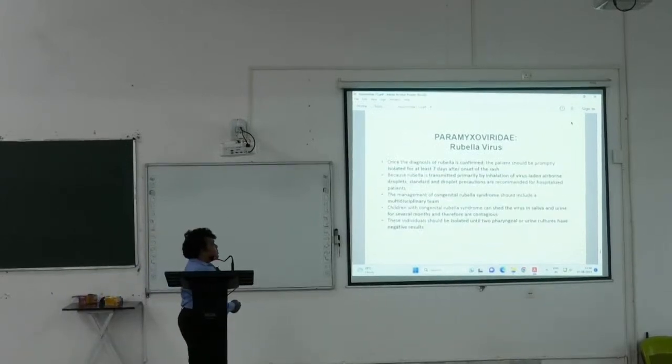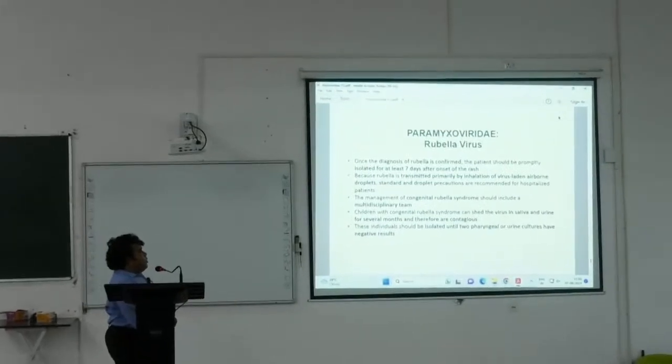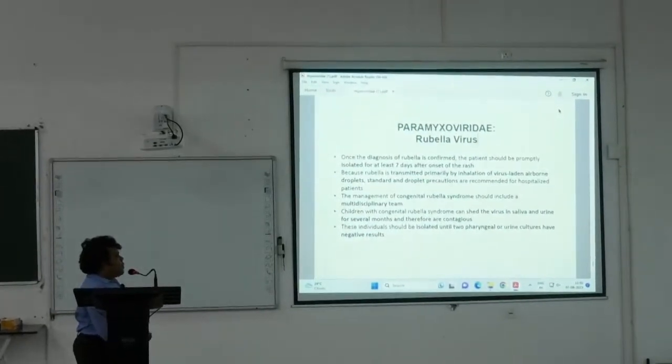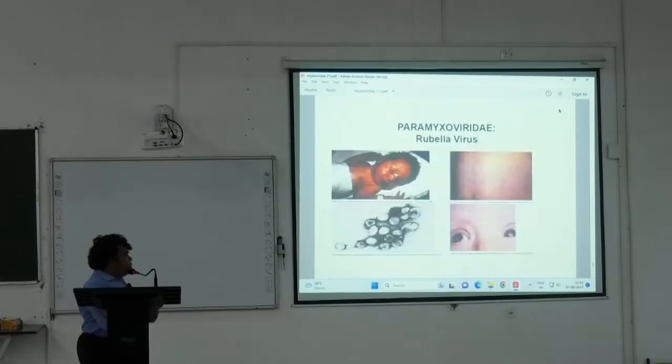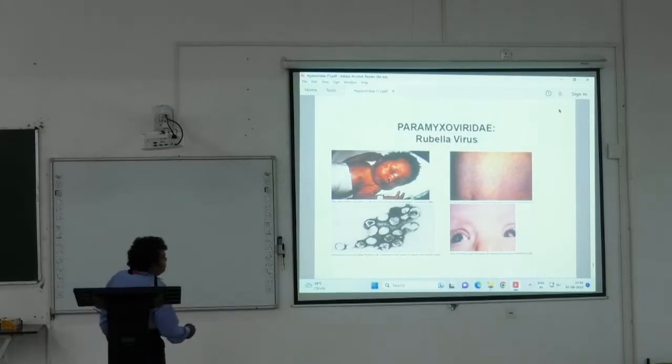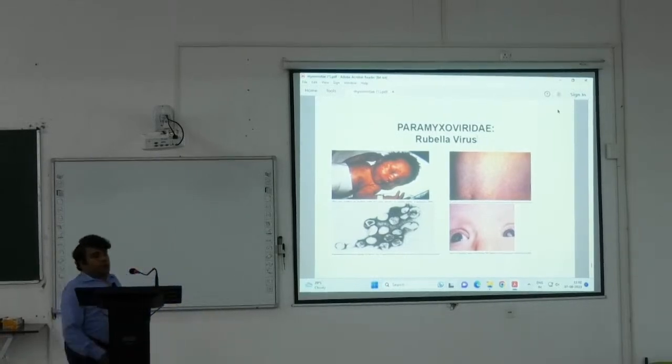So the diagnosis is commonly done mainly by RT-PCR; pharyngeal samples and urine cultures can be done. Now look at this picture. You see this child with multiple rashes, an infant born with this. This is called blueberry muffin syndrome, because of the spots on the child. This is congenital rubella syndrome.